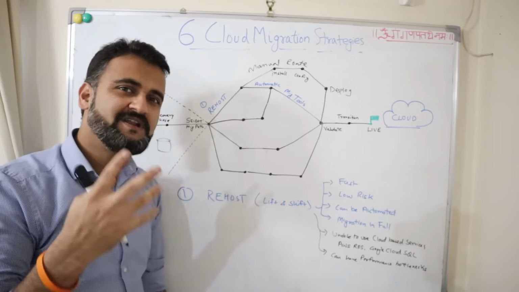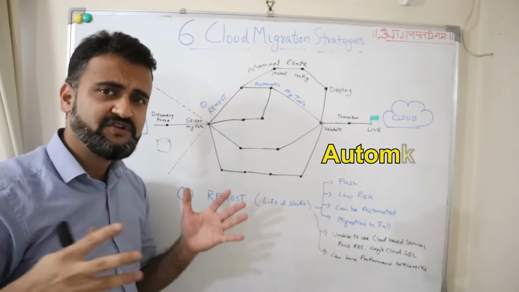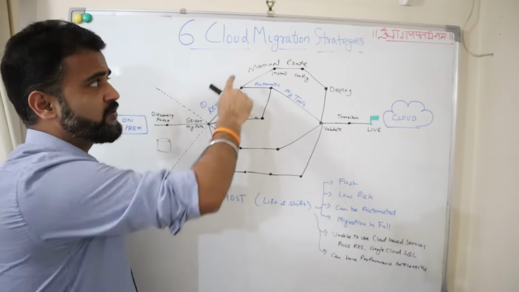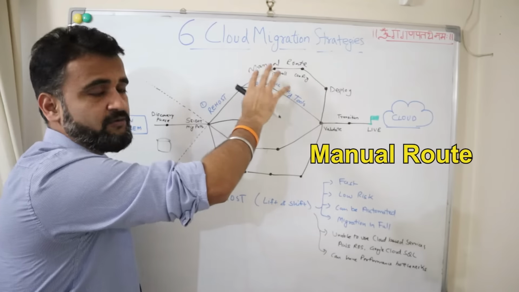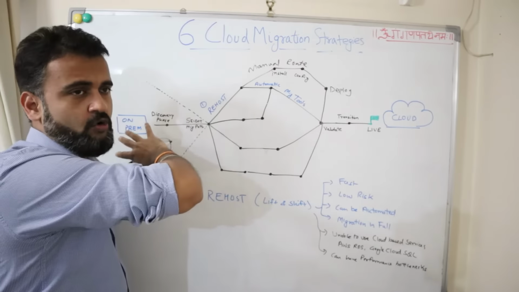So rehosting could be done in 2 ways. One is through automated ways, where you would have some automated migration tools with which you could migrate it. If not, and if there is no compatibility, you can also take the manual route where you will manually install, configure and deploy any kind of resource from your on-prem to your cloud.